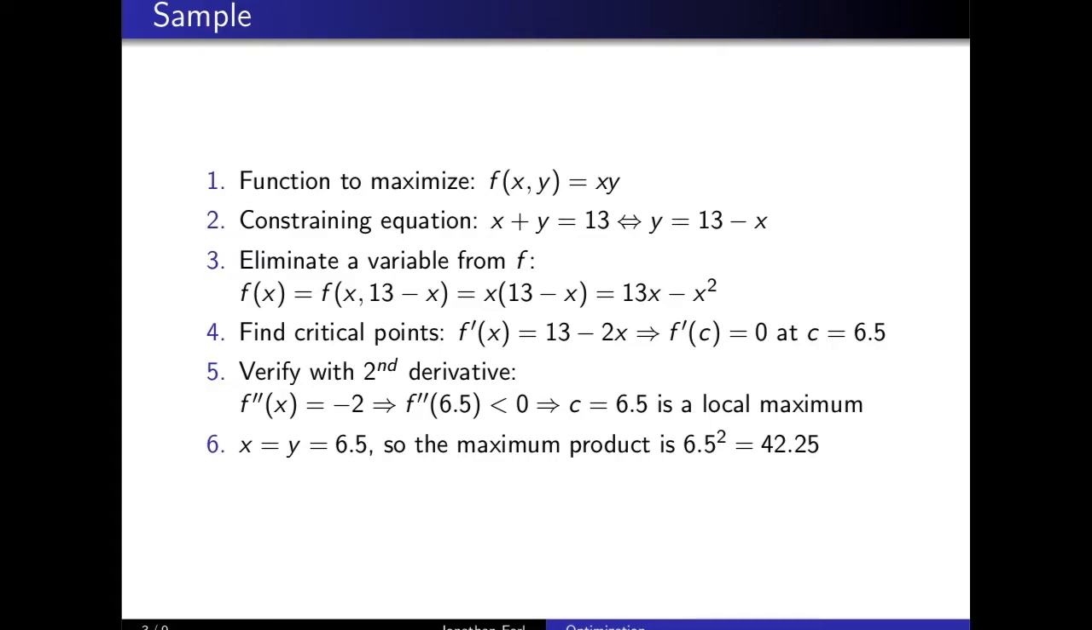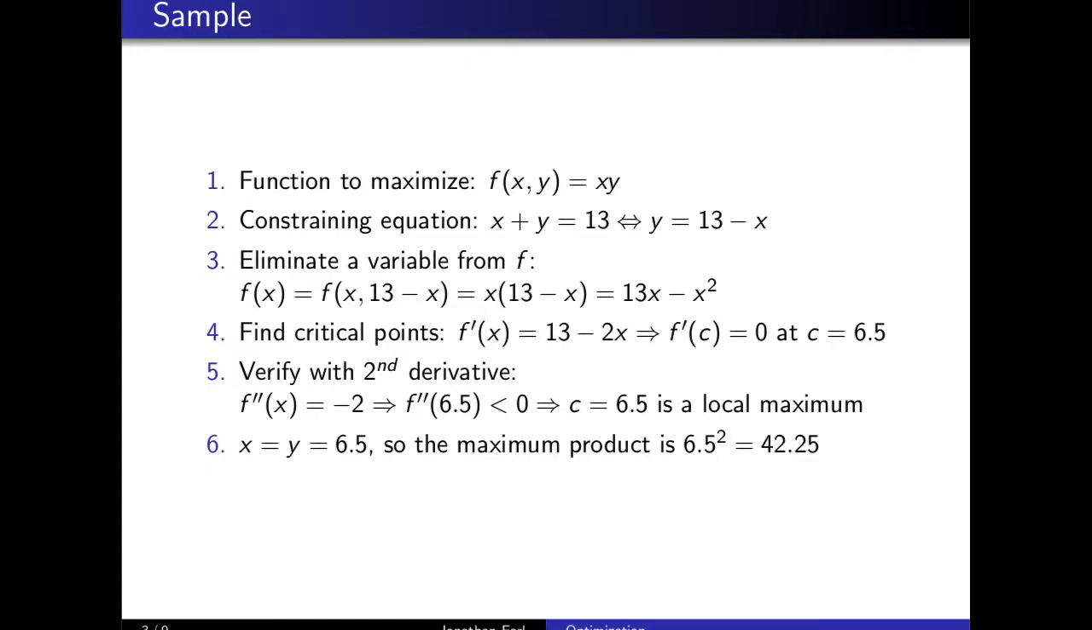So from that constraint, we can eliminate a variable from the function we want to maximize. We can replace y with the expression 13 minus x. So we can reduce the original function f down to be just a function in one variable, and we'll get 13x minus x squared.